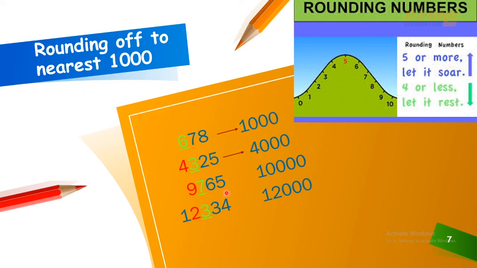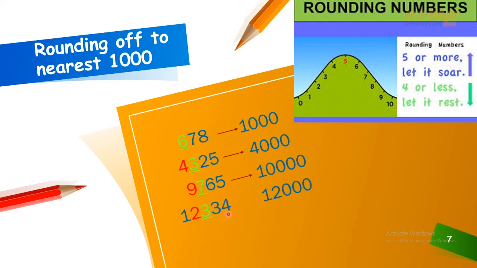Next, 9765, so our place is 9, next door is 7, which is greater than 5, so our place will become 9 plus 1 which is 10. If the next door is greater than 5, then we need to change our place to plus 1, so it will become 10 and 3 zeros, that is 10,000.